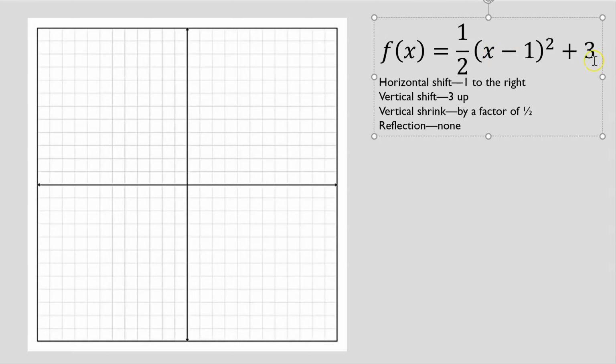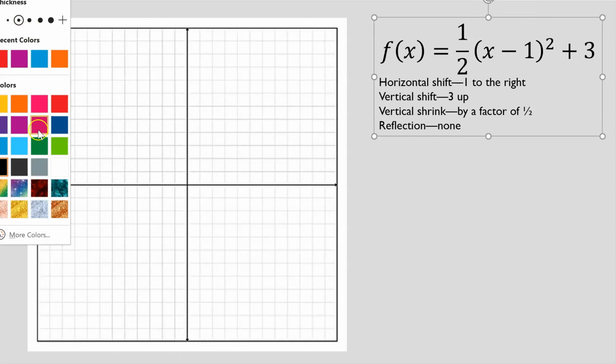This +3 is going to shift it 3 units up. This vertical shrink is going to be by a factor of 1/2. It's a shrink because it's a fraction less than 1, and there is no reflection. There's no negative signs anywhere to be seen. So good enough. I only have 3 transformations to worry about here. It's a little less work.